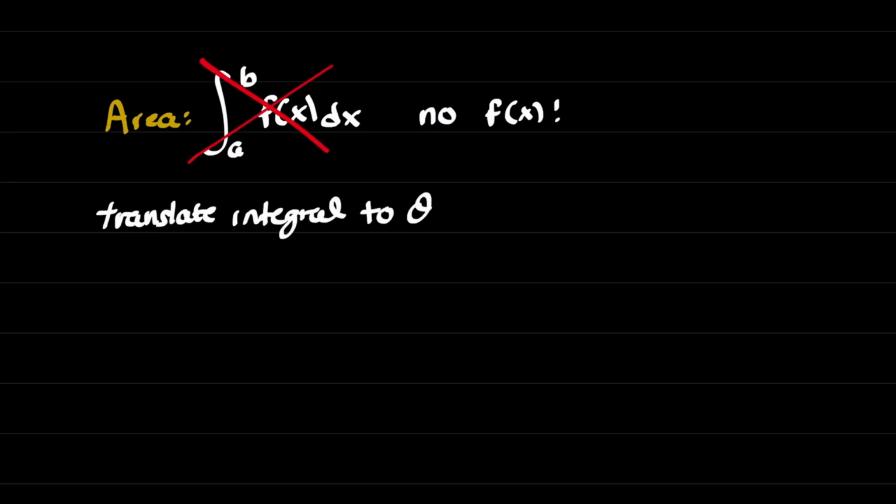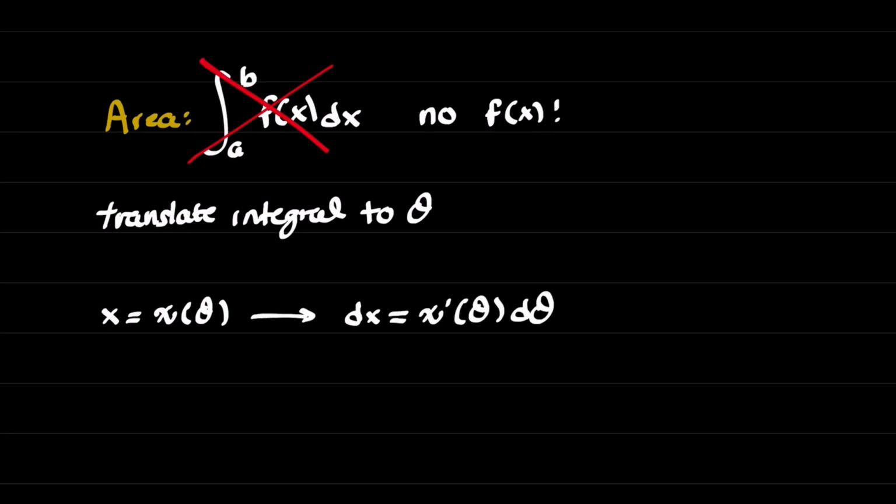Now, how do we actually speak the language of that angle? Well, it's important to consider that x is just a function of theta, right? And if we were to take the derivative of both sides, we again want to find dx, well, that's just going to be equal to x prime of theta d theta by the chain rule.